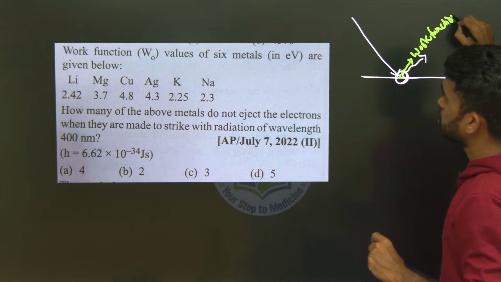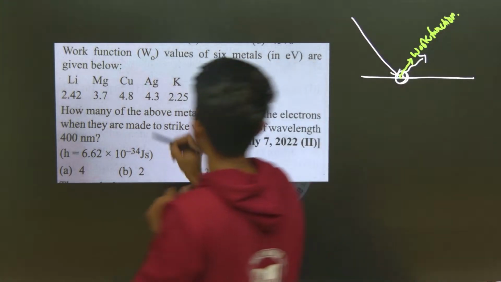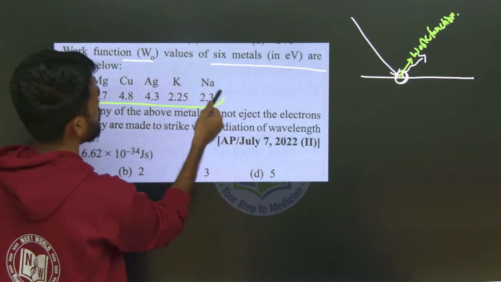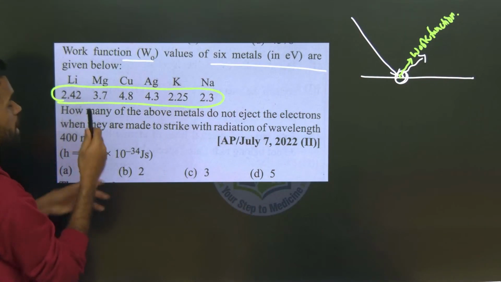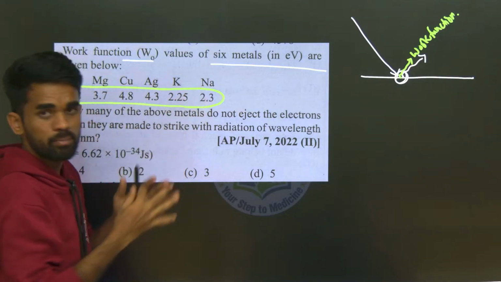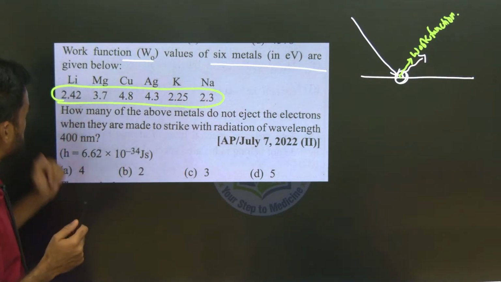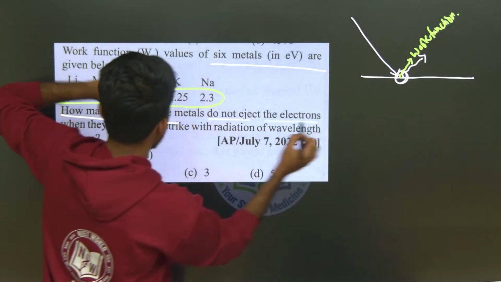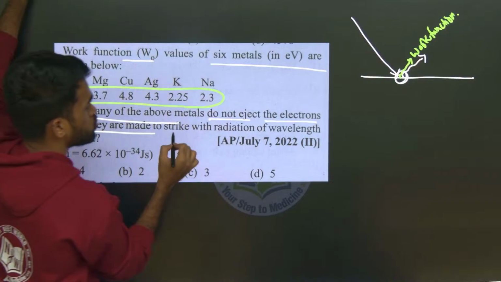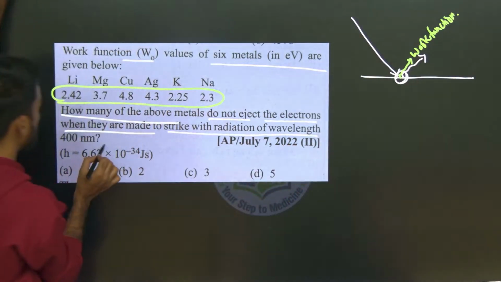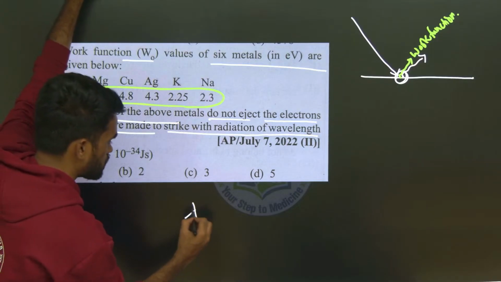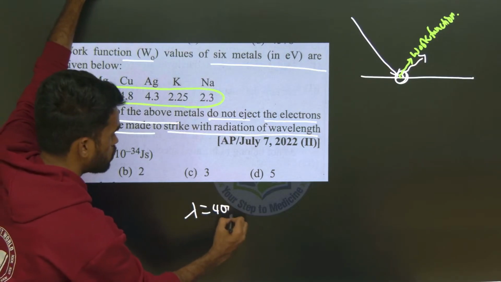Now look at this. Work function values for 6 metals are provided here. This is the minimum amount of energy required to eject the electron from these particular metals. And look at the statement given. How many of the above metals do not eject the electron when they are made to strike with a radiation of wavelength 400 nanometers? So simple, you take lambda equal to 400 nanometers.